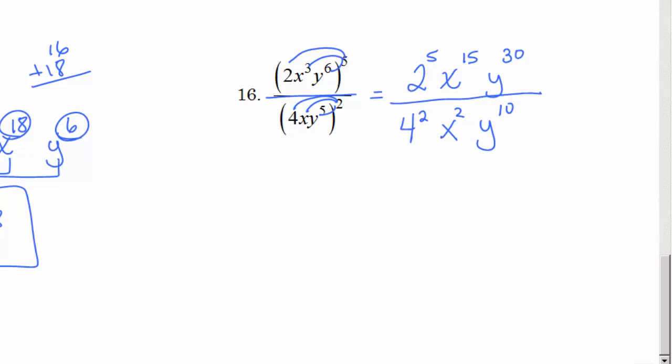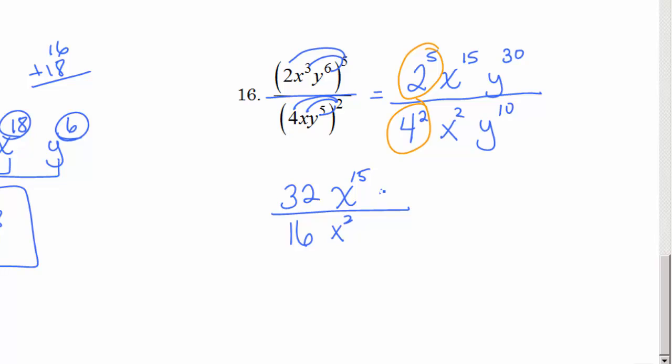All right, let's do those numbers. Let's simplify those numbers first. What is 2 to the 5th? We've done it twice now. That's 32. And 4 squared is 16. So we know we can reduce those. So I'm just going to go ahead and copy down the rest of the problem.